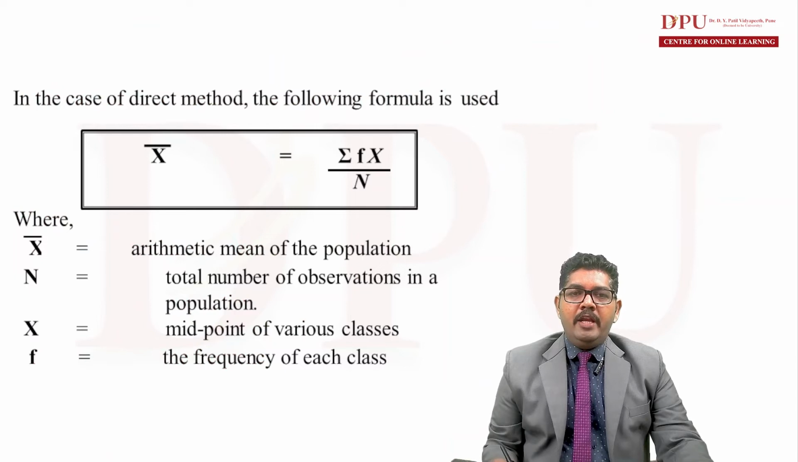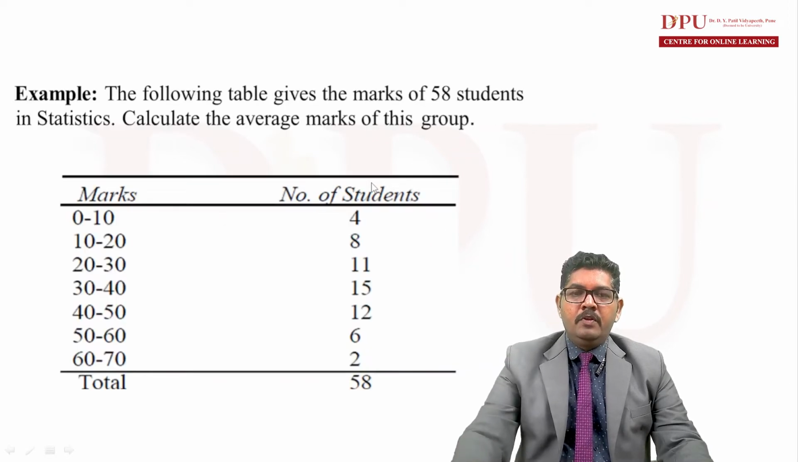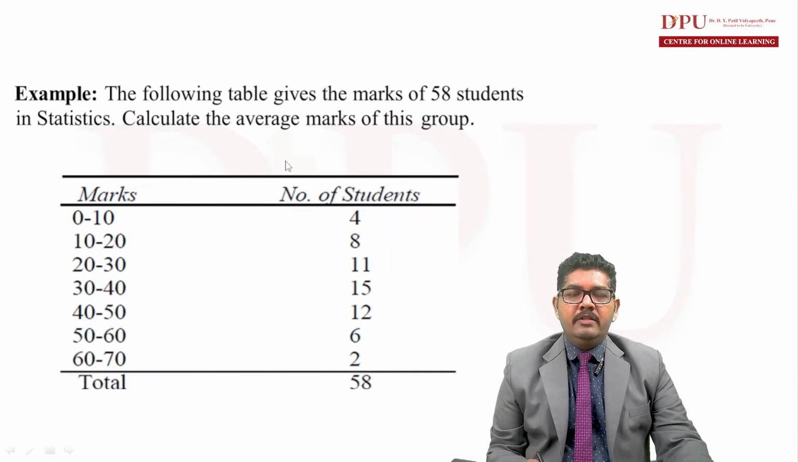So in the case of direct method, the following formula is used. In case of direct method, we have x bar is equal to summation of fx divided by n. X bar is the arithmetic mean, f is the frequency, this sigma stands for summation, x is the individual observations, and n is the number of observations. So we have classes now because this is frequency data. The following table gives the marks of 58 students in statistics. Calculate the average marks of this group.